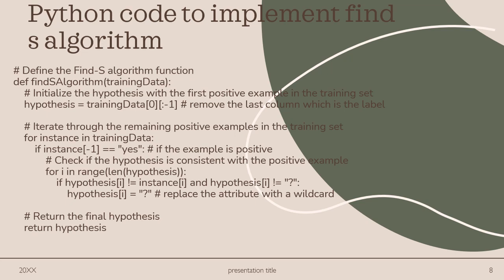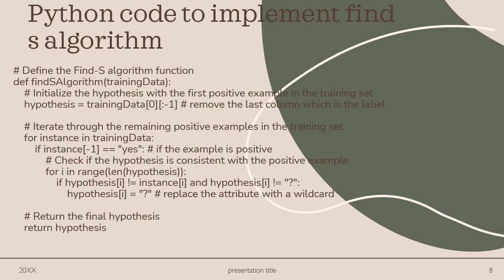Then it checks if the instance of -1 is equal to yes, that is, if it is a positive example. Then it checks whether the hypothesis is consistent with the positive example, which means we check each and every attribute value of the positive example against the hypothesis value. If an attribute value in the hypothesis does not match the corresponding attribute value in the example and is not already a wildcard, then the algorithm replaces the attribute value with the wildcard. After iterating through all the positive examples, the algorithm returns the final hypothesis.